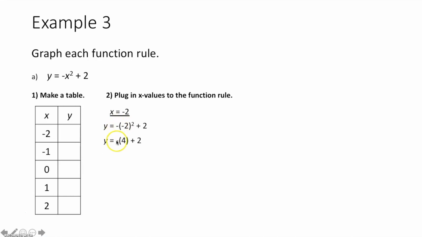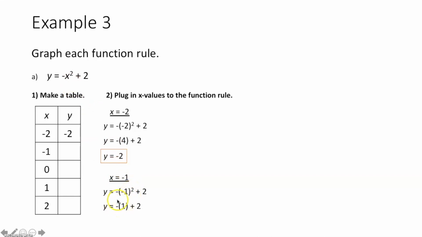Remember, because you do exponents before you multiply, and this is basically multiplying by -1. So it becomes -4 plus 2 gives me -2. So I plug that in next to -2. What's the y value that goes with x is equal to -1? Well, I take -1, plug it in for x in my original function rule. What's -1 squared? That's 1.